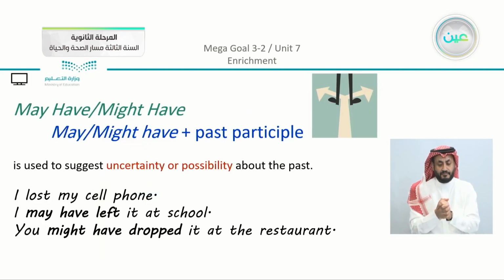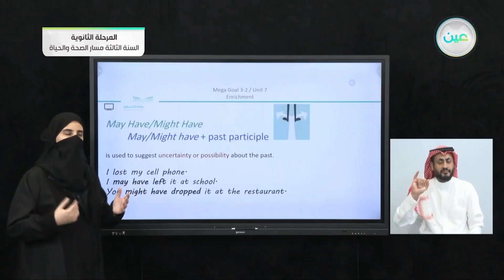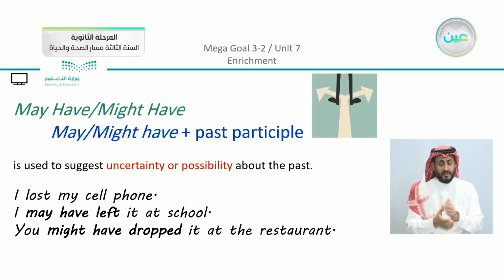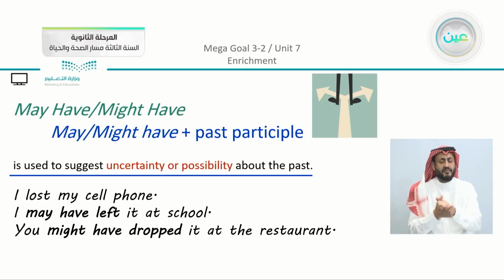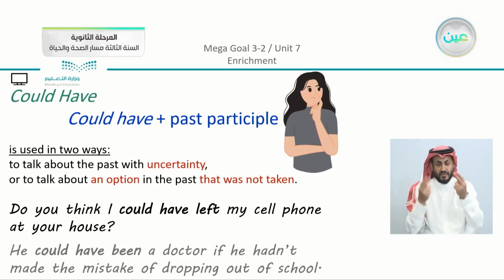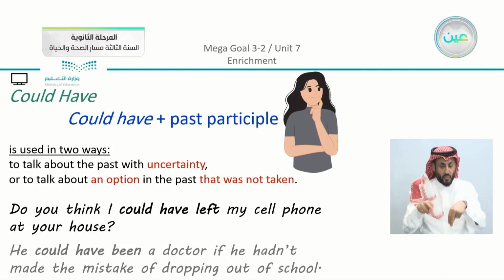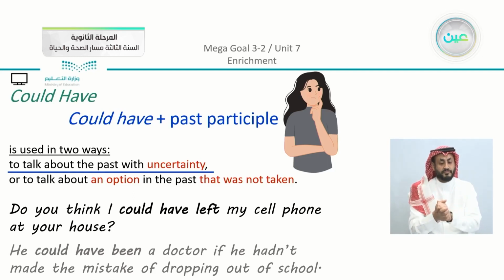If you recall that we took different types of modals and how can we use these modals in the past. So we have here, if you remember, may have or might have. Now either type takes the past participle. Now this is used to suggest uncertainty or possibility about the past. We also studied using could have. Now could have here is also used with the past participle. Also, we're going to revise here, it is used in two ways. So these two ways can be either to show the uncertainty in the sentence or to talk about an option in the past that was not taken.